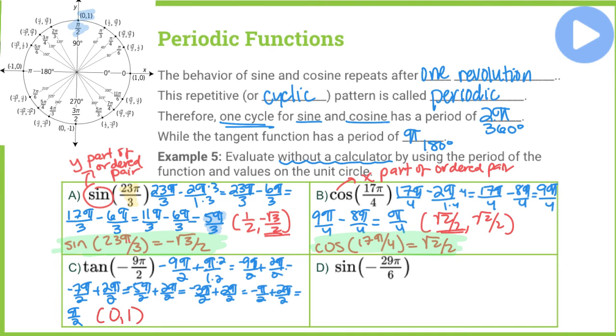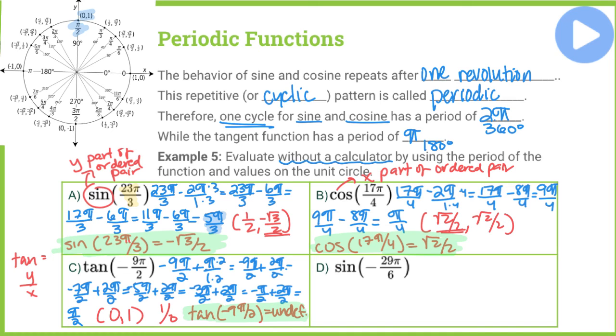And remember, tangent is y over x. So this would be 1 over 0, which makes our function here undefined. So the tangent of negative 9 pi over 2 is undefined. And that's our final answer for that one. All that work to find an undefined function. All right, so let's try this last one.